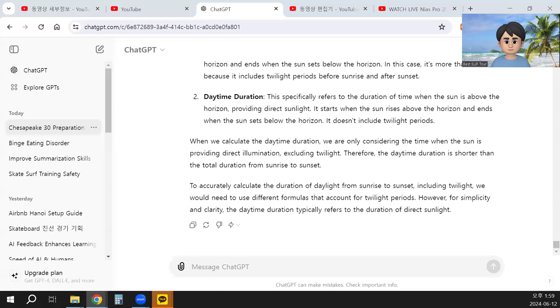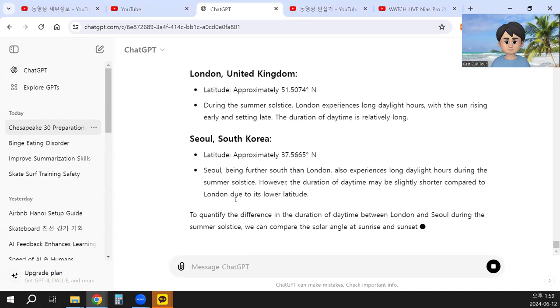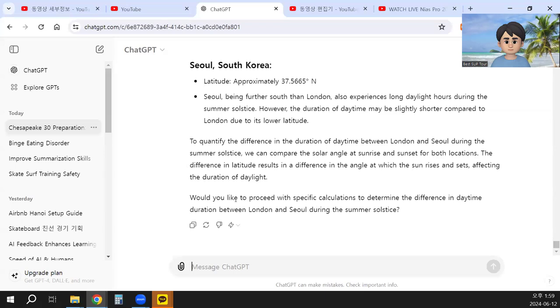In the summer solstice, London and Seoul, how different is the duration of daytime? In the summer solstice, London and Seoul, the daytime difference, for example, how much longer is the daytime in London compared to Seoul?